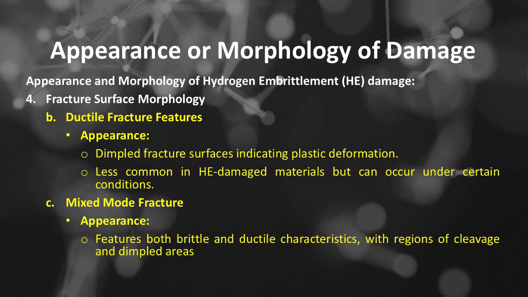Number B, ductile fracture features. The appearance of these ductile fracture features are dimpled fracture surfaces indicating plastic deformation, less common in HE-damaged materials but can occur under certain conditions. Number C, mixed mode fracture. The appearance of this mixed mode fracture features both brittle and ductile characteristics, with regions of cleavage and dimpled areas.